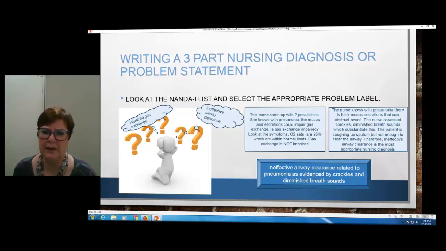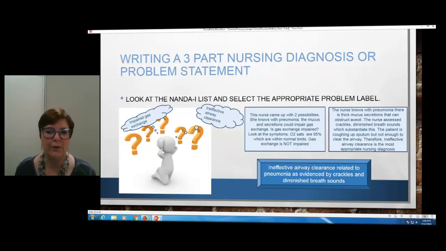the nurse came up with two possibilities. Let's say the doctor has read the chest x-ray and now says that it's pneumonia. So she knows that the mucus and the secretions from pneumonia could impair gas exchange. Now, let's say that you have also, being the wise nurse that you are, with the patient saying they're short of breath, obtained her O2 saturation, which is 95%. That is a normal range. It's a little lower than we like. We'd like to see it at 98, but it's okay. So we know that's within normal limits.